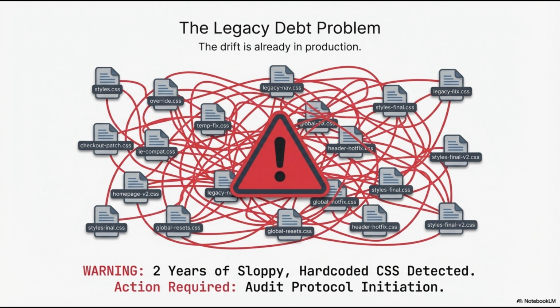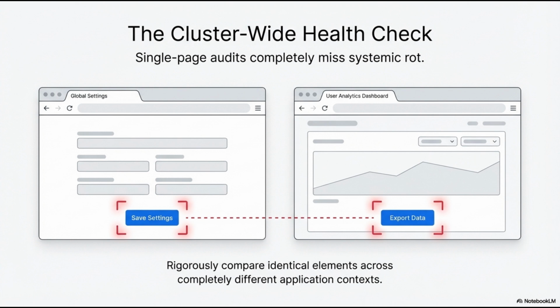Yeah, and the key is you have to do it side by side. Okay, break that down for me. How does the audit actually work? So you open the application in 2 browser tabs right next to each other. But they have to be completely different pages. Like what? Like your global settings page on the left and maybe a user analytics dashboard on the right. Okay, 2 different contexts. Exactly. And then you rigorously compare identical elements. So, like, the primary submit buttons on both pages. Yes. You look at the buttons, the headings, the spacing between sections, but you don't just eyeball it.